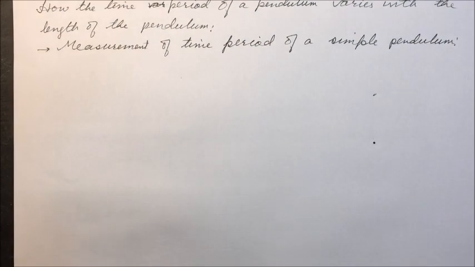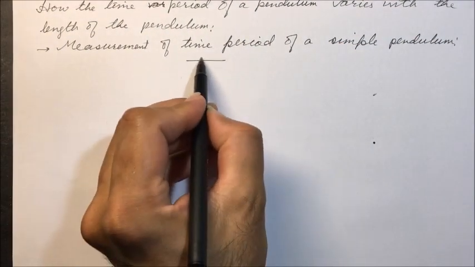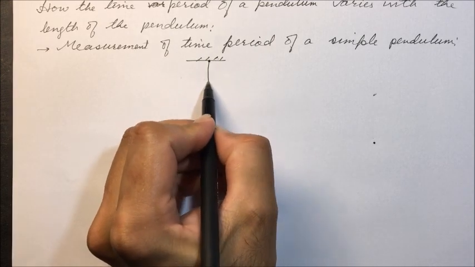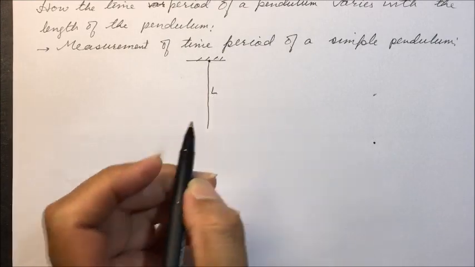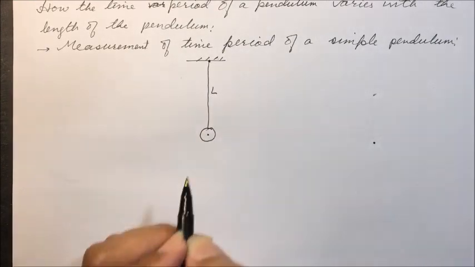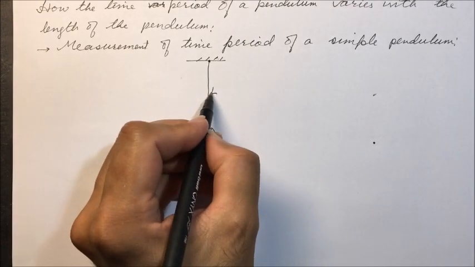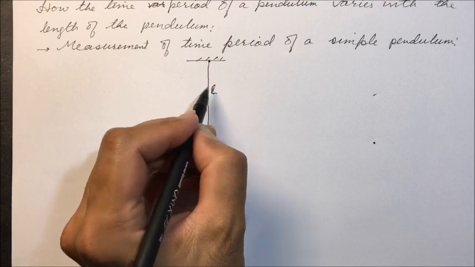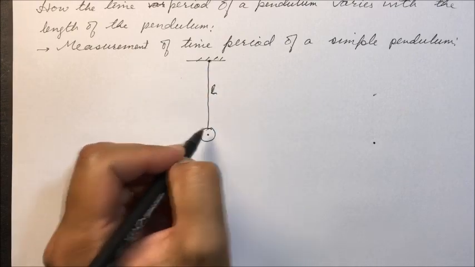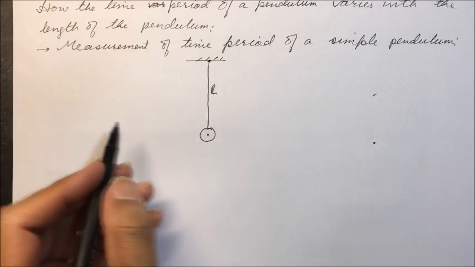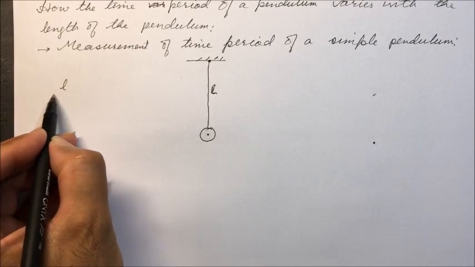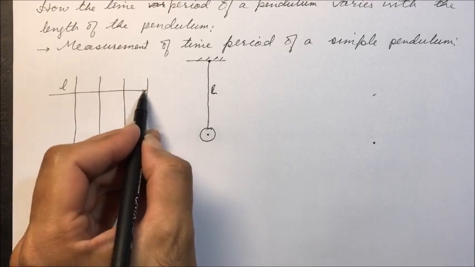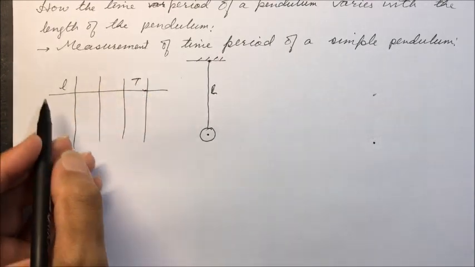So for this experiment, this is our pivot or the suspension point. Here we take some length L, and this is our bob. Consider this length as the effective length, from this position to this position. Now as we vary the length, for different lengths we will be calculating the time period.